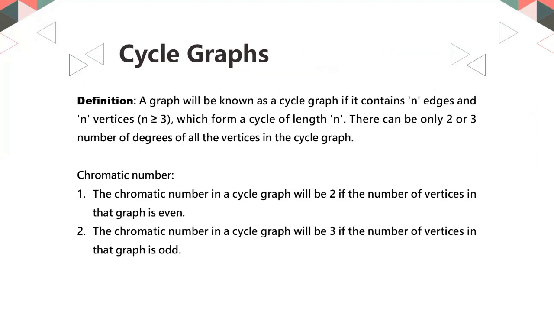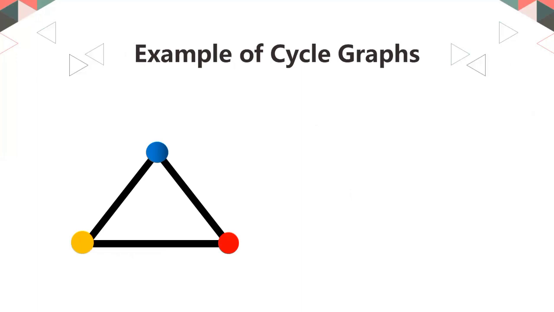Cycle graphs. A graph will be known as a cycle graph if it contains n edges and n vertices, where n is greater than or equal to 3, which form a cycle of length n. There can be only 2 or 3 degrees for all the vertices in the cycle graph. To determine the chromatic number of cycle graphs, you need to follow the basic properties. The chromatic number in a cycle graph will be 2 if the number of vertices in that graph is even. Otherwise, the chromatic number in a cycle graph will be 3 if the number of vertices in that graph is odd.